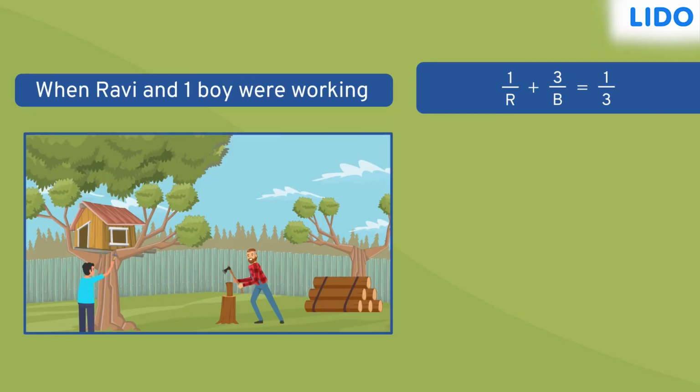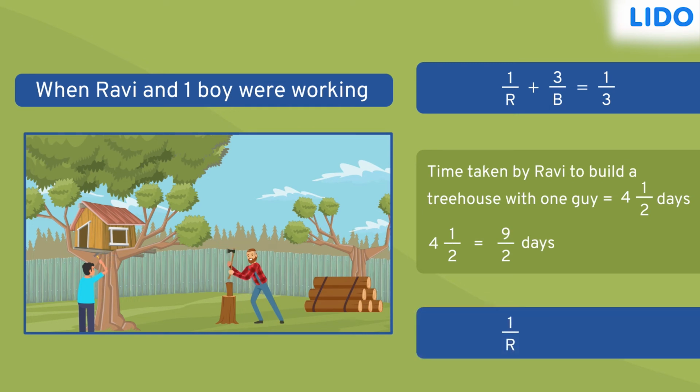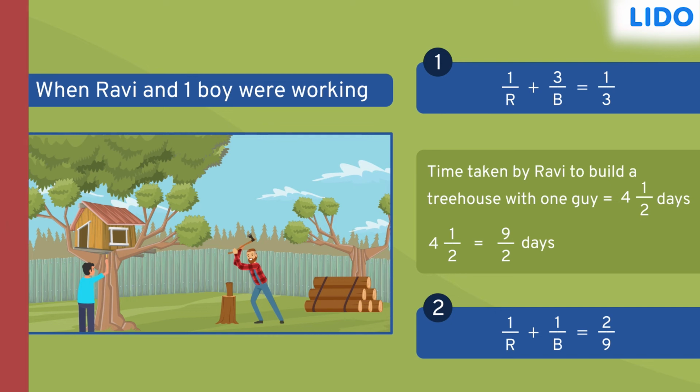In the second situation, Ravi worked with just one other boy and it took them 4.5 days to build a tree house. We can represent this as 1/R plus 1/B equals 2/9. So we have 2 equations here. Now, do we have to rewrite these equations in the standard format to find our answer? Well, not really. Let me show you an easier way out.